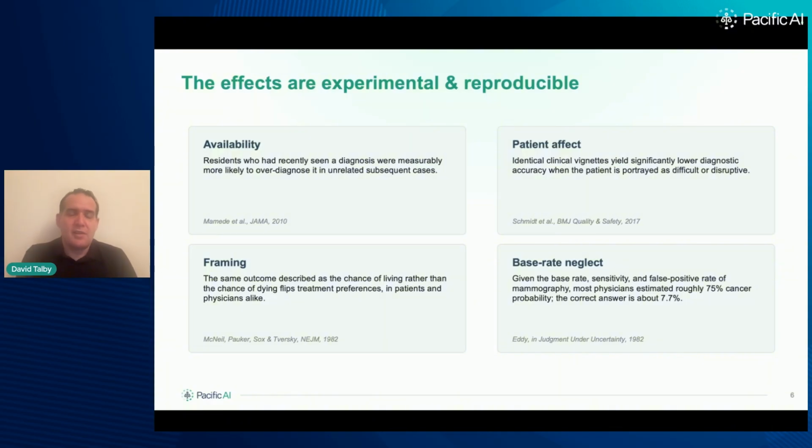Base rate neglect is basically forgetting statistics when it counts. One study gave physicians the base rate, the prior probability, the sensitivity, and the false positive rate on mammography, and then asked the doctors: if a woman has a positive finding in mammography, what's the likelihood she actually has breast cancer? Doctors said, well, we think it's about 75%. The true number is about 7.7%. So the doctors were wrong by an order of magnitude, like 10x wrong, because they forgot the fact that the prior probability that any woman will have breast cancer is 1%. Those are the kind of things that we have papers behind, that we've studied in medicine.